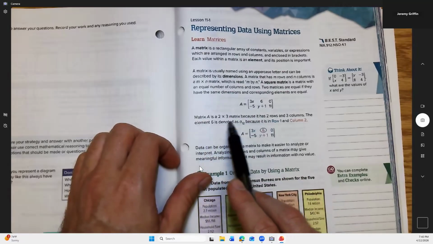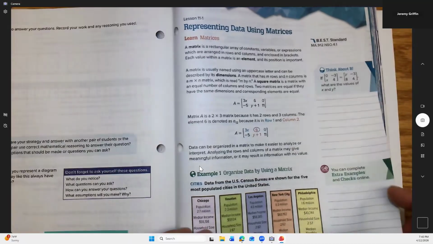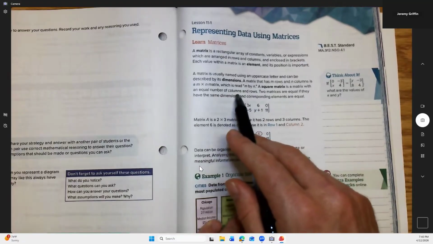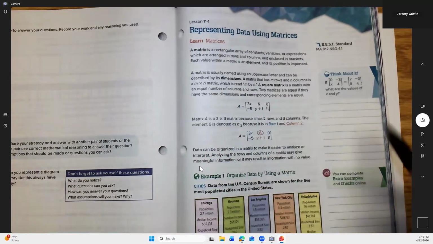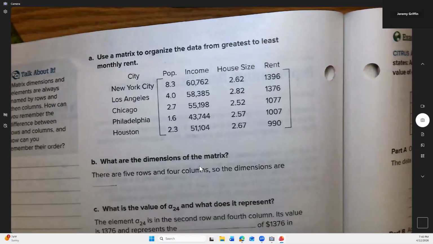Matrix A is a 2 by 3 matrix. All right, if you see a square matrix that has the same number of columns and rows, like a 2 by 2 or 3 by 3, like these over here, those have some nice properties too. So let's get back to this example, where we're comparing these cities.